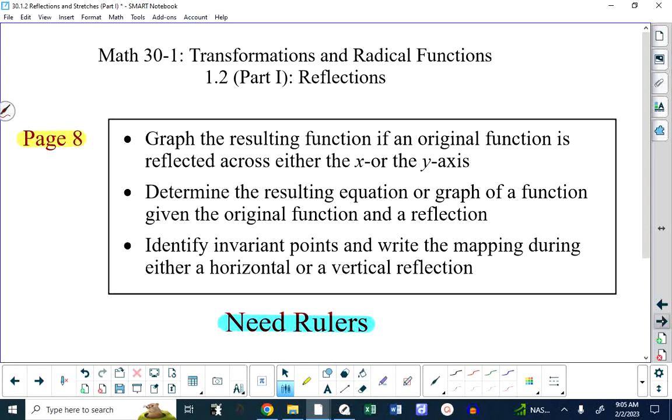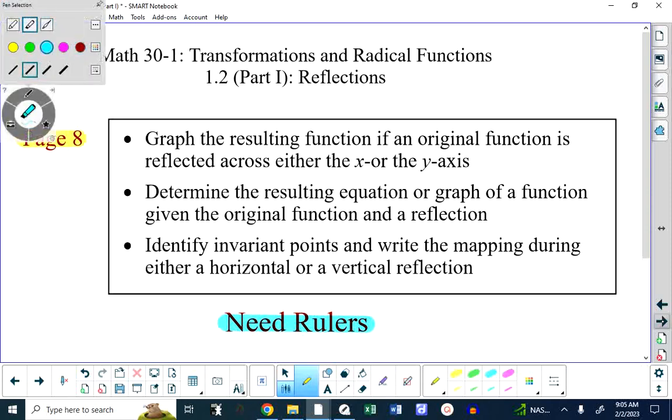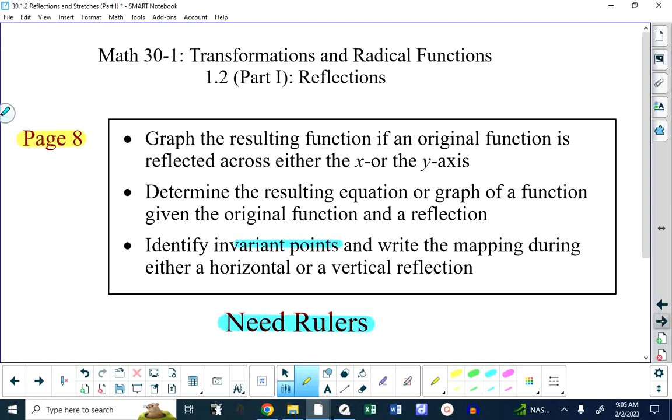So we're going to be graphing resulting functions if we reflect it across the x or the y-axis, or both, determining equations of the new function if there's a reflection, and then we're introducing something new called an invariant point. And an invariant point is a point on the original function that doesn't change when it transforms to the new function.